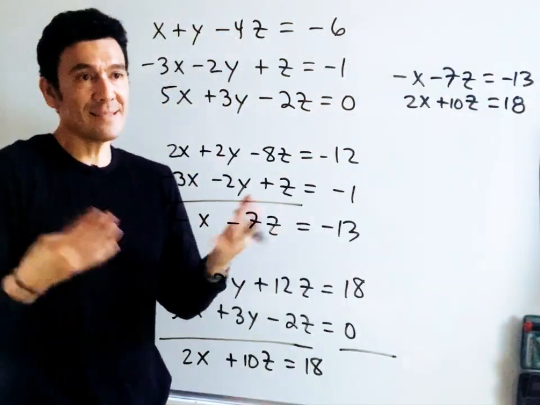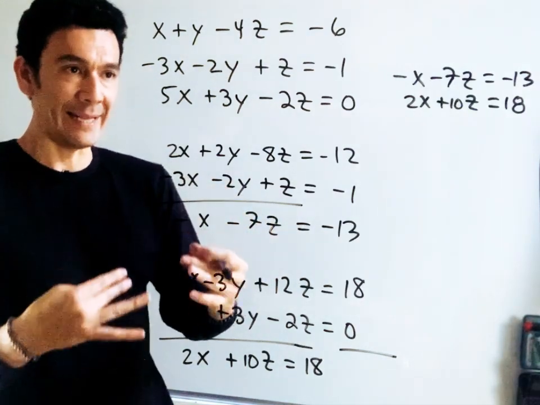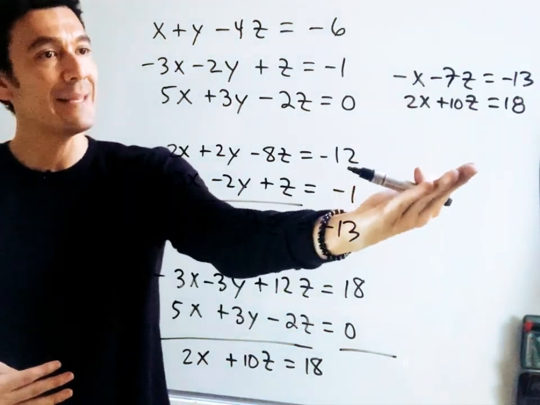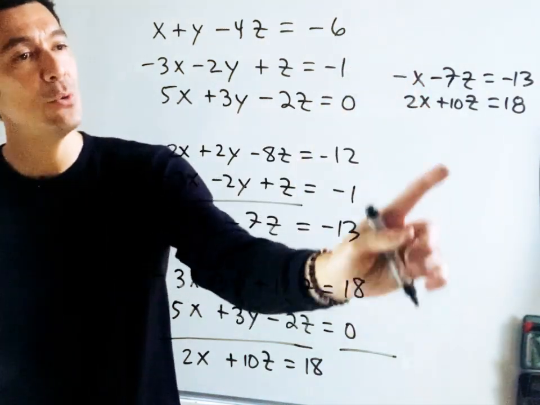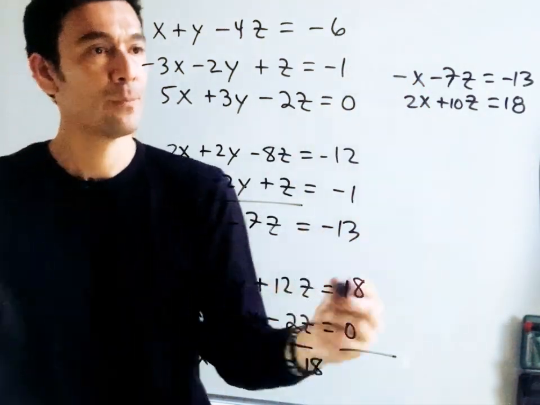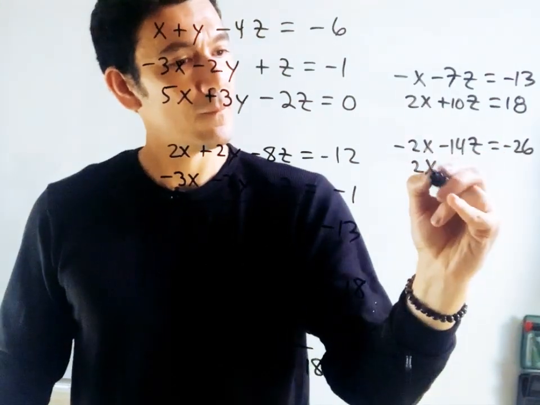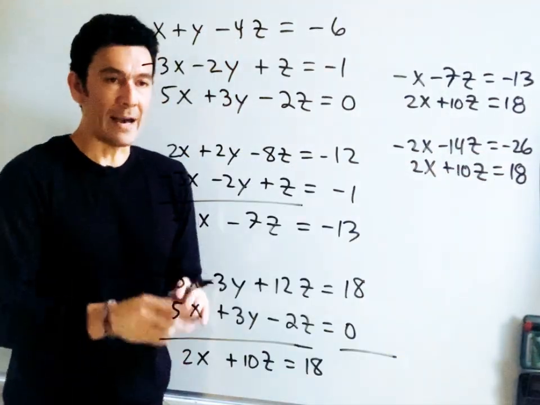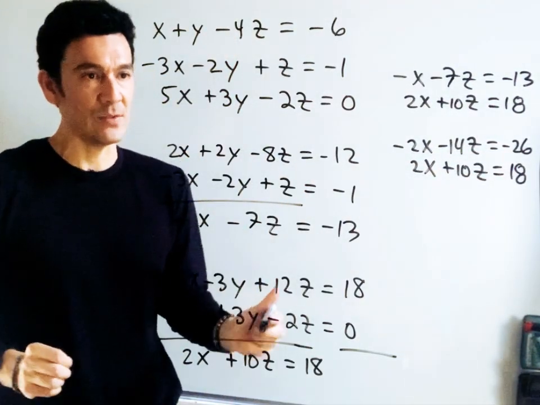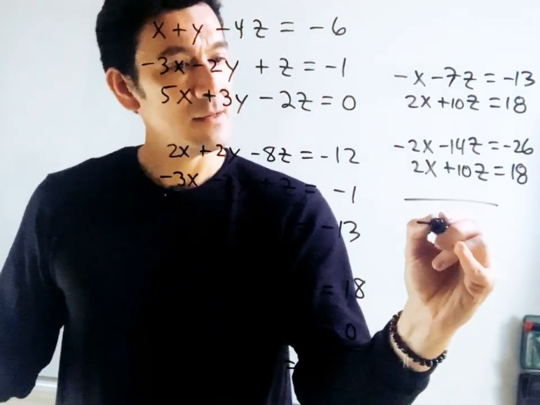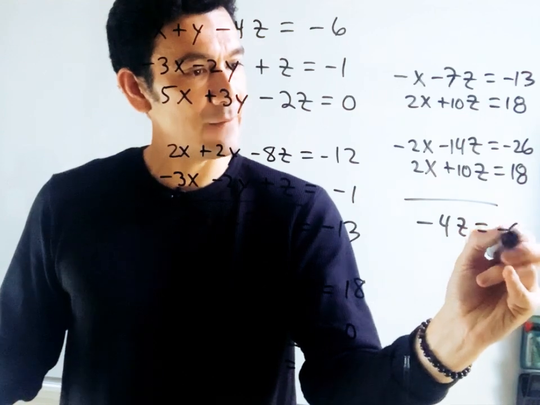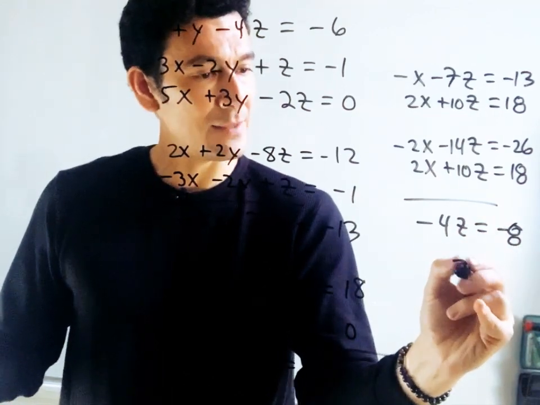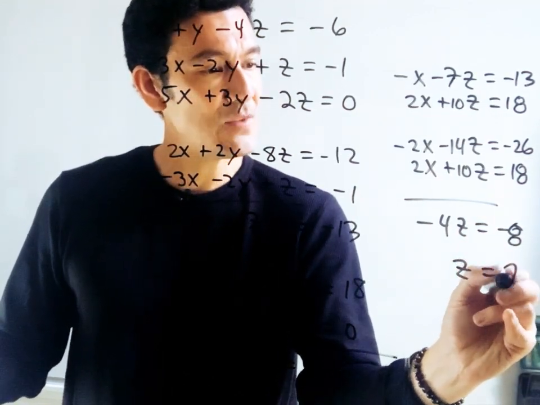And now let's play this game again, the idea of eliminating a letter. In this case, why don't we get rid of x? Because we can do that quickly by multiplying the top by 2 and leaving the bottom the same. And now we get rid of x's by adding the equations together. And this tells us that -4z is equal to -8, revealing that z is +2.